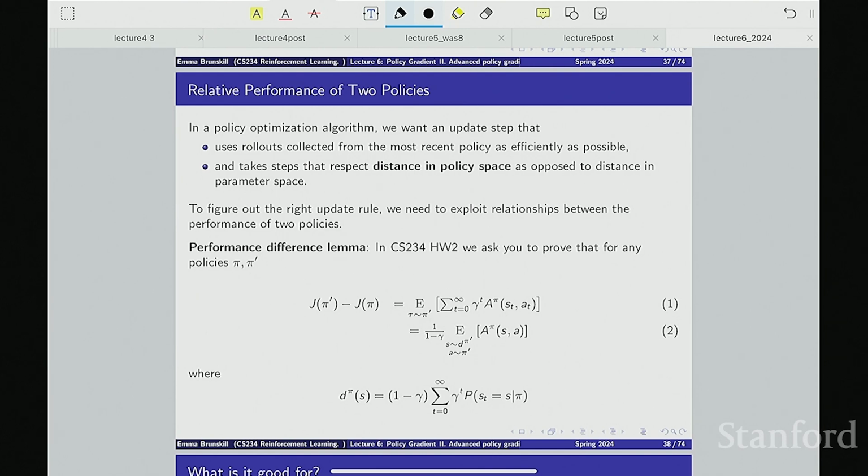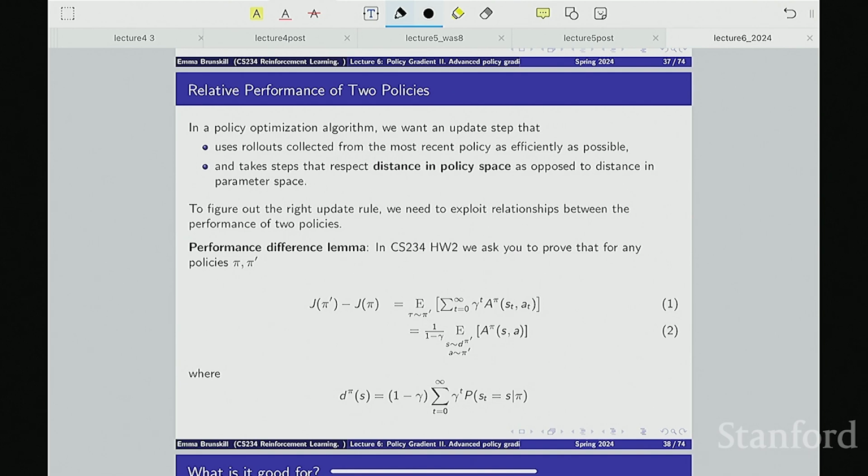And in order to do that, we need to understand how the performance of two policies relates. So we have data from one policy, and we're considering trying to move to a new policy. And we'd really like to know, okay, given the data that I have from policy 1, what does it tell me about how good policy 2 might be? Because ideally, policy 1's data would tell us which policy 2 I should move to next. All right. So this is what you're proving in homework 2. You're going to prove the performance difference lemma.